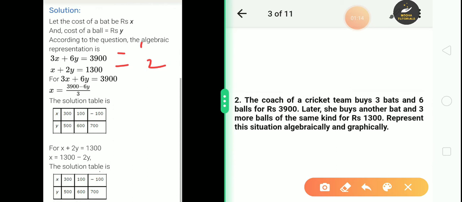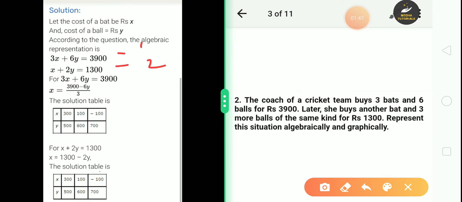So using transposition, I can write x is equal to (3900 minus 6y) upon 3. Then we have to assume values of y to get values of x. So first we are assuming y is equal to 500. So 6 into 500 is 3000. 3900 minus 3000 is 900. 900 upon 3 is 300. So x is coming 300 when y is equal to 500.